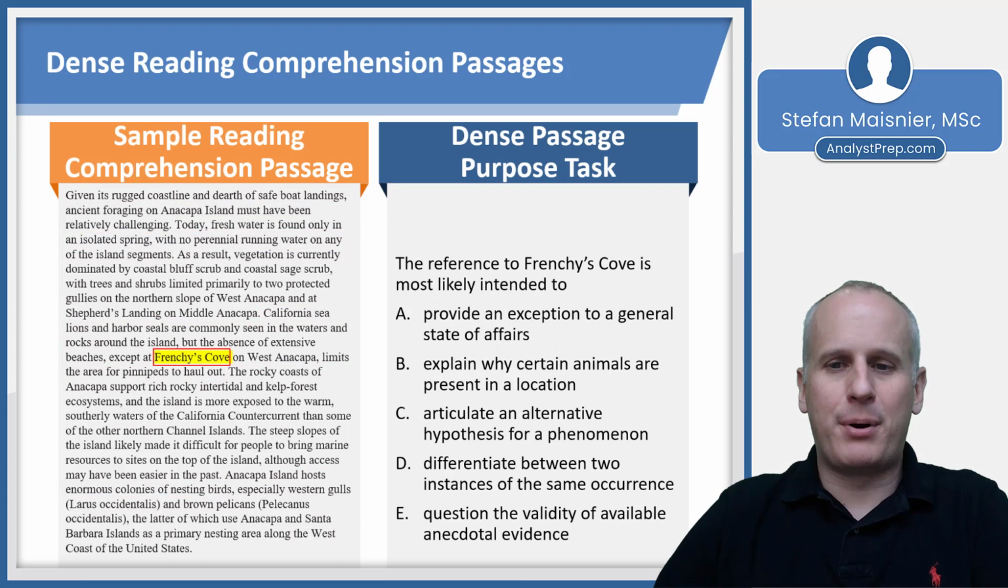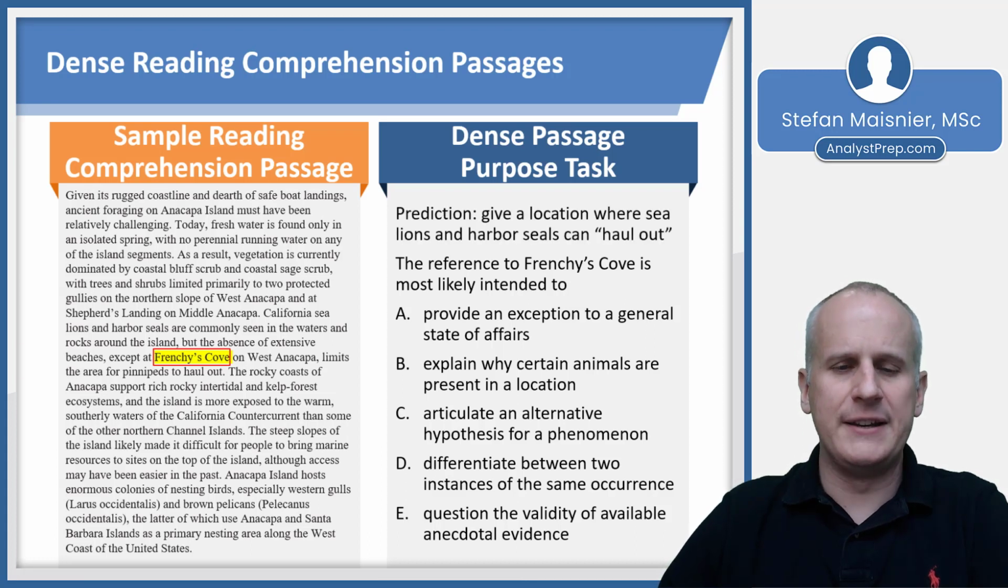Then we've got a sample purpose task. We've got the reference to Frenchie's Cove is most likely intended to. So we see Frenchie's Cove there in the middle. And we'd read above, and we've got at least a sentence above and a sentence below. We'd get, as a result, vegetation is currently dominated by coastal bluff scrub and coastal sage scrub, with trees and shrubs limited primarily to two protected gullies on the northern slope of West Anacapa and at Shepherd's Landing on Middle Anacapa. California sea lions and harbor seals are commonly seen in the waters and rocks around the island, but the absence of extensive beaches, except at Frenchie's Cove on West Anacapa, limits the area for pinnipeds to haul out.